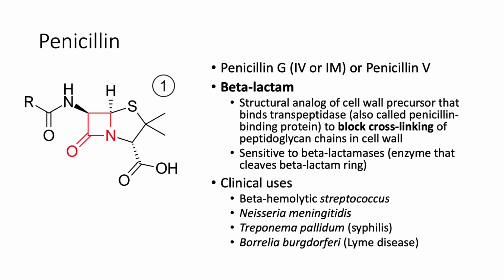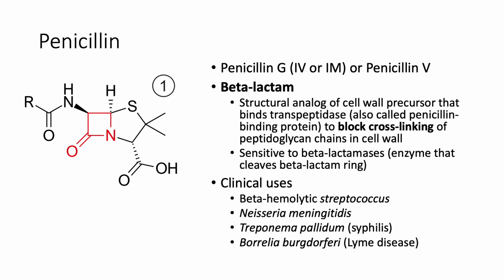All right, let's start with penicillin, which is the grandfather of all antibiotics. Penicillin G is the intravenous or intramuscular formulation. Penicillin V is the oral version. And penicillin is a beta-lactam, which means that it has this beta-lactam ring in it, which is highlighted in red. And all beta-lactams are cell wall inhibitors.